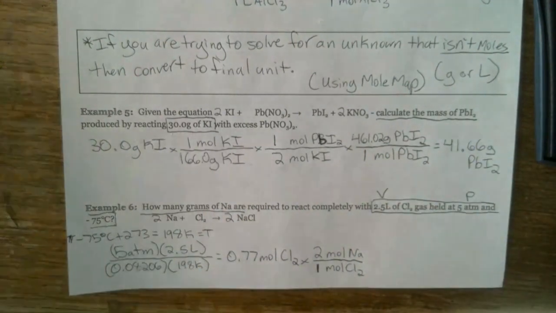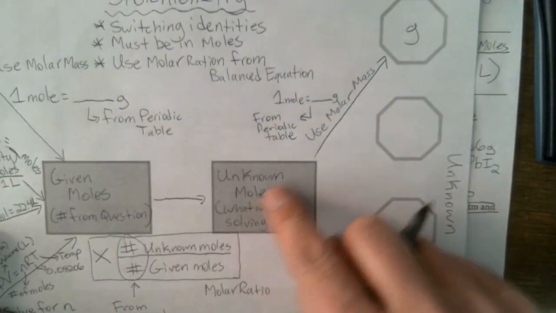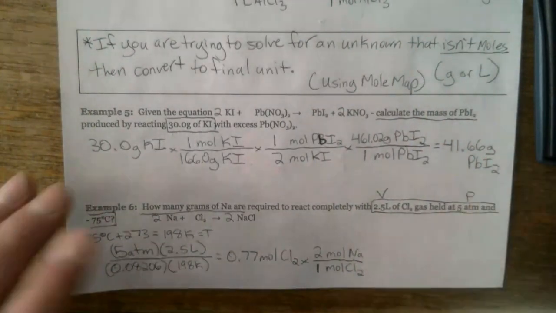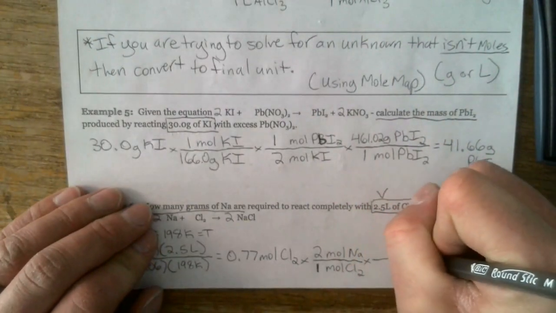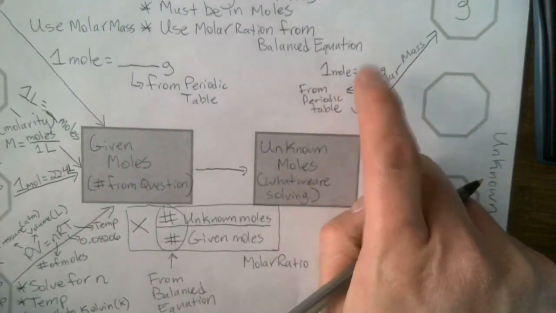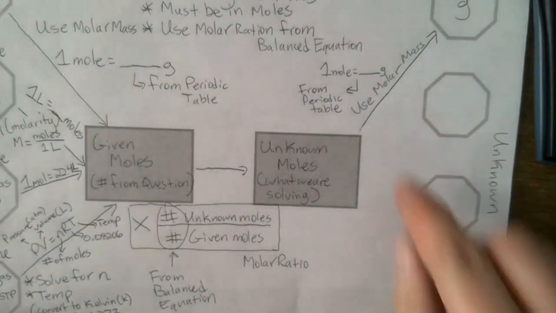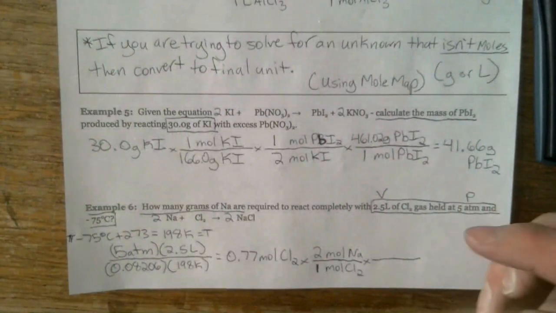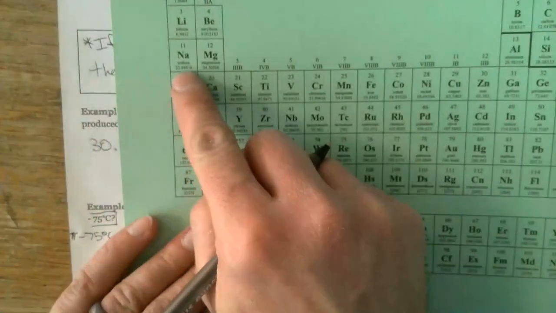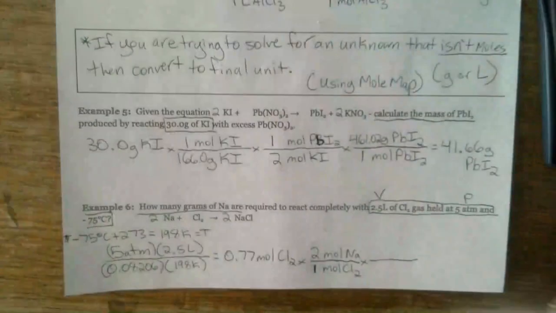All right, so right now we're here. Now we need to go from unknown moles to the mass of our unknown. If we remember, the conversion factor for that is going to be 1 mole equals the mass from the periodic table in grams. So sodium here, easy enough. We've only got one of them. So sodium is 22.98976, which we can round to 22.99.